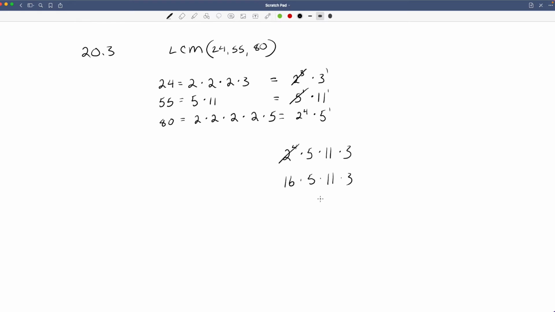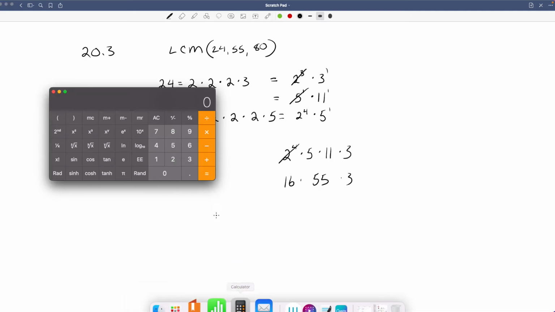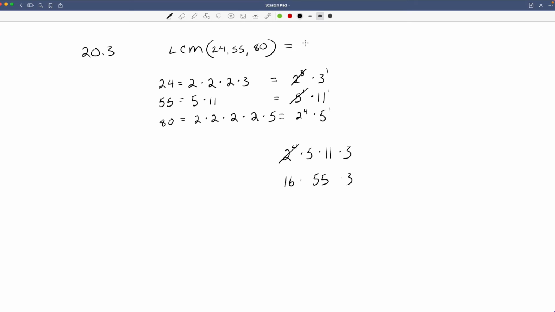And actually what I'm going to do is I'm going to say 5 times 11 is 55. So I'm going to rewrite that as 55. And then those are the numbers I'm going to multiply, because I can't do the rest of this in my head. So 16 times 55 times 3 is equal to 2,640. And that is the LCM for those 3 numbers. The least common multiple is 2,640 for 24, 55, and 80.